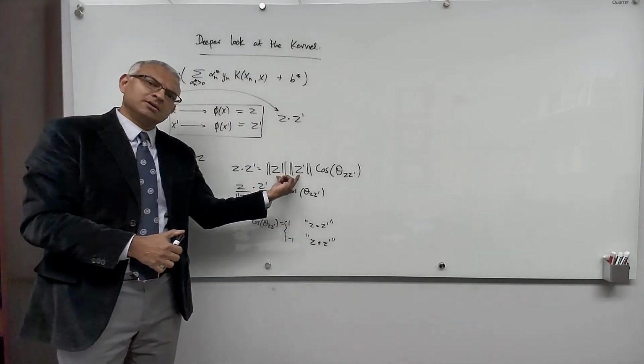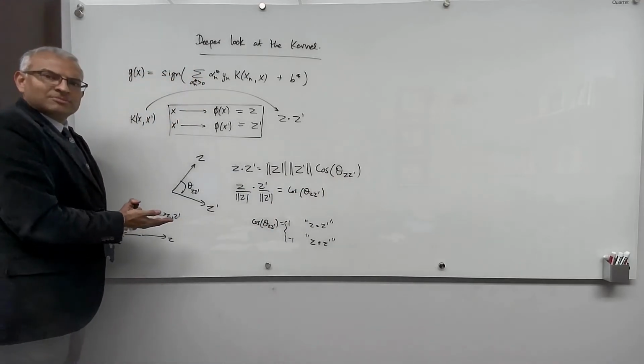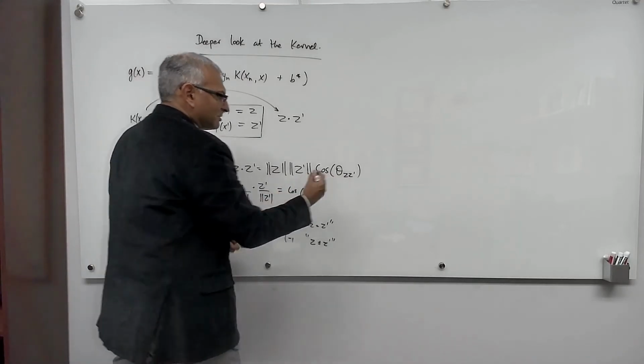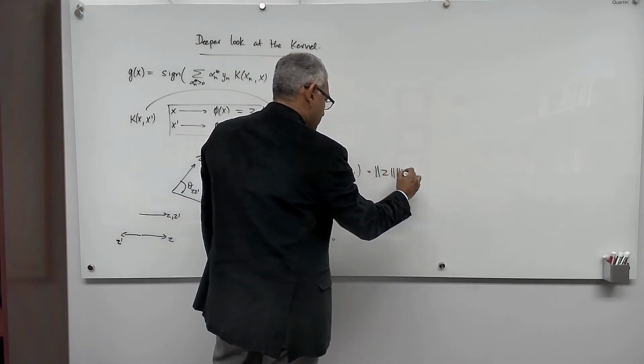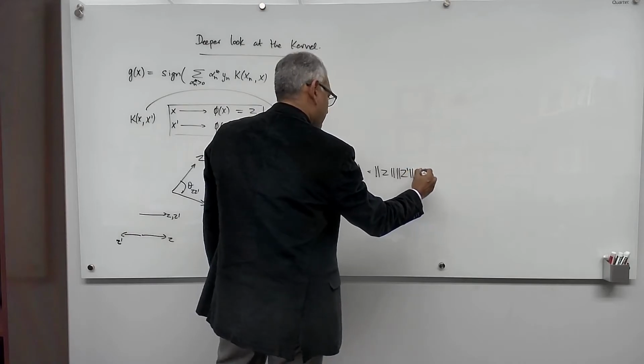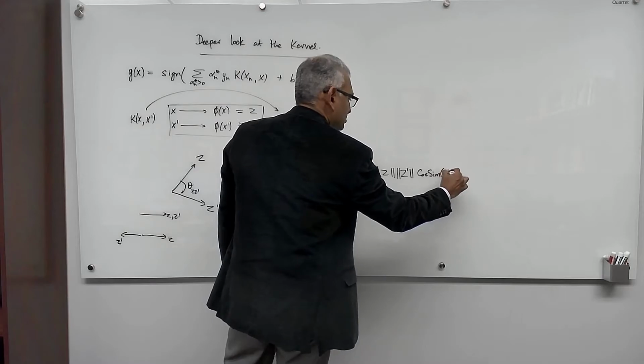Of course, there's a norm here, but basically, you can think of the cosine of this angle as a measure of similarity. It's sometimes called the cosine similarity. So this is, up to the norms, a similarity, what's called the cosine similarity between z and z prime.